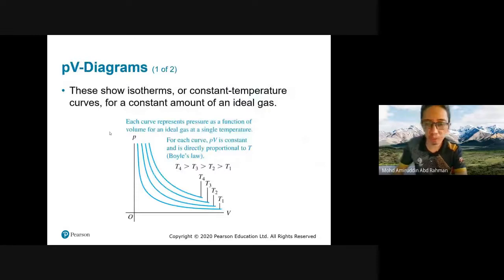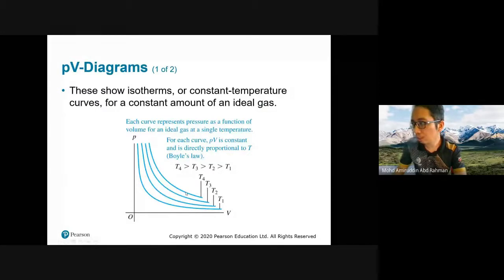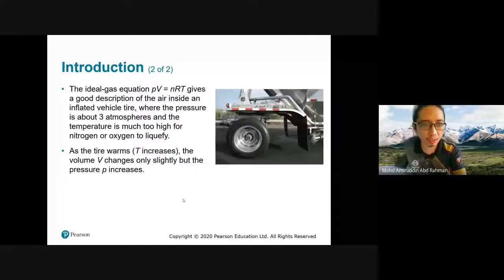So the ratio of P and V, pressure and volume: whenever there is a change in the temperature, there is only a slight increase in the volume, and you can see there is so little pressure change. So that's the relationship of PV inside the tire.